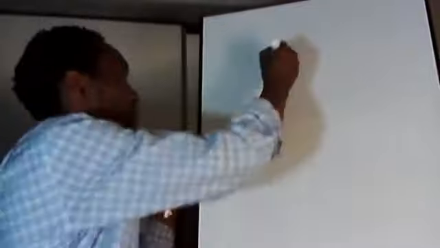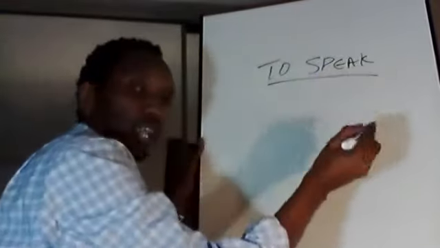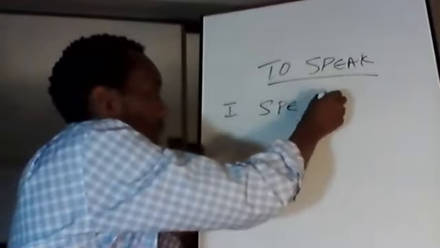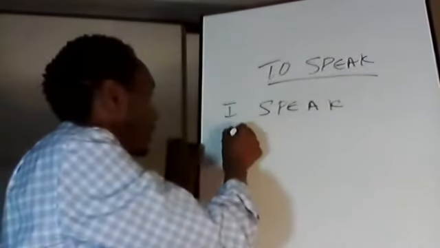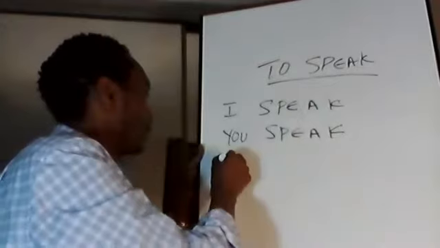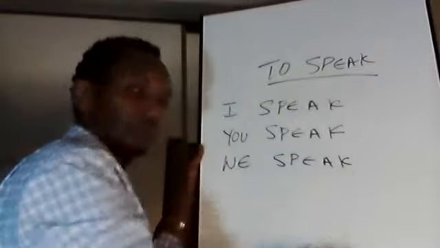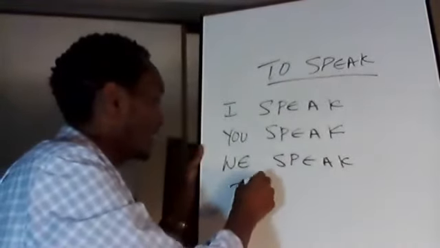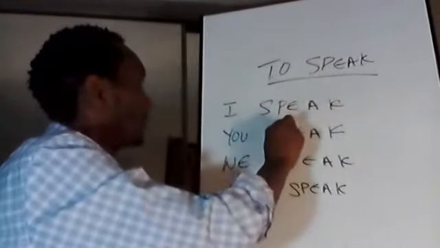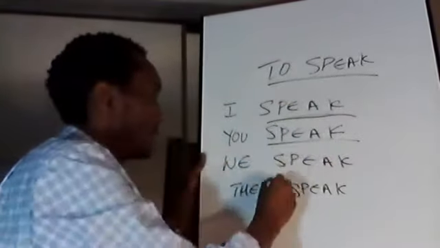Again, let me illustrate in English. In English, you can see to speak. For example, the endings are almost similar. First person, we say I speak. Second person singular, you say you speak. First person plural, we speak. And even when the subject is they, we say they speak. So note the ending of the verb speak. The same. First person, same. Second person, same. Third person, same.